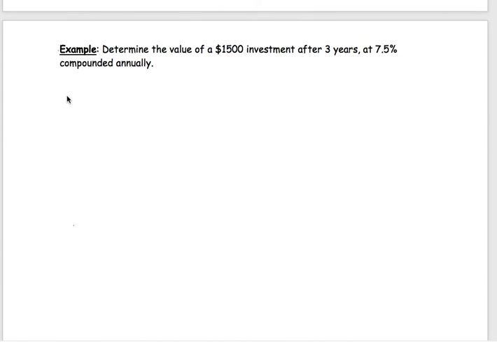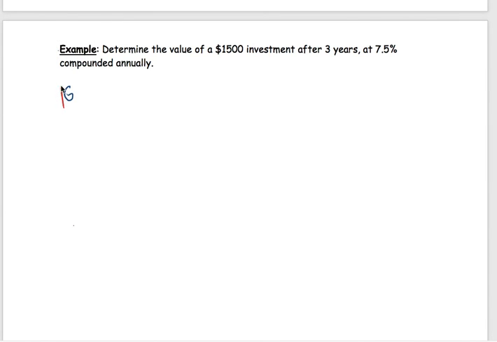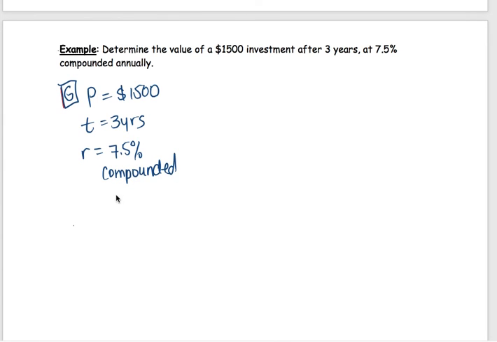So again, we have our principal amount, so we can list off everything that we have. Our principal amount is 1,500. The time is 3 years, and the rate was 7.5%, compounded annually. You always have to pay attention to whether it says simple interest or compounded something. Compounded annually in this case. All right, so what do we have to find? We still have to find the amount again.